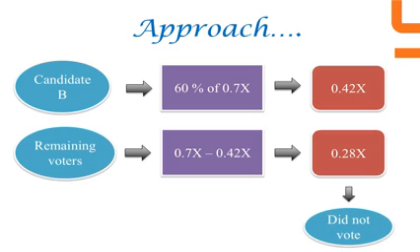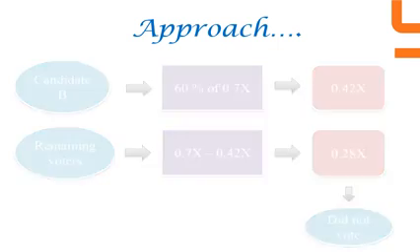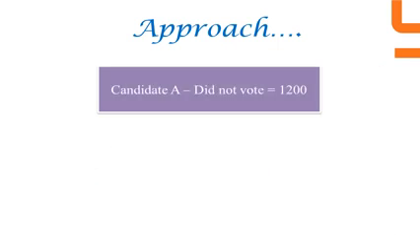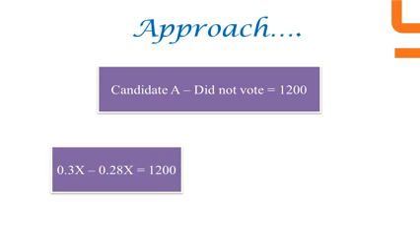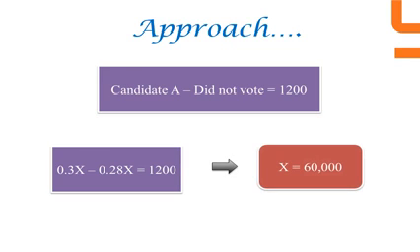Now what is the condition given in the question? The number of people who voted for candidate A minus the number of people who did not vote. That difference will be equal to 1,200. So what is that value? The number of people who voted for candidate A is 0.3x and the number of people who did not vote is 0.28x. So we get the equation 0.3x minus 0.28x will be equal to 1,200. This is a very simple equation. Now what is the value of x you've got? Yes, x equal to 60,000.